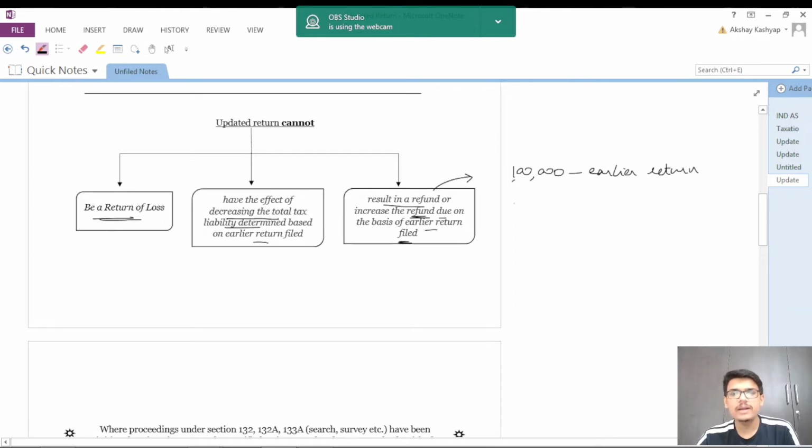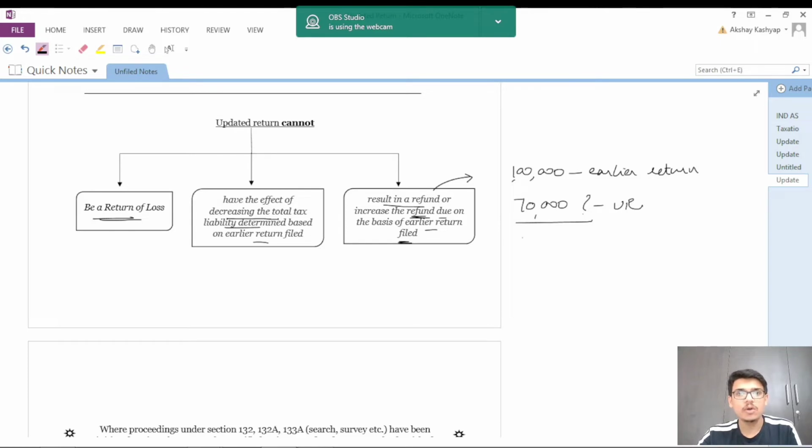Now in your updated return, you are claiming a refund of, say, 70,000. So can this be done by way of an updated return? Now can this be done? If you see that you are claiming a refund of 70,000 in your updated return, which is a lesser refund compared to your earlier return, now can this be done? Prima facie, it cannot be, because it is still resulting in a refund.